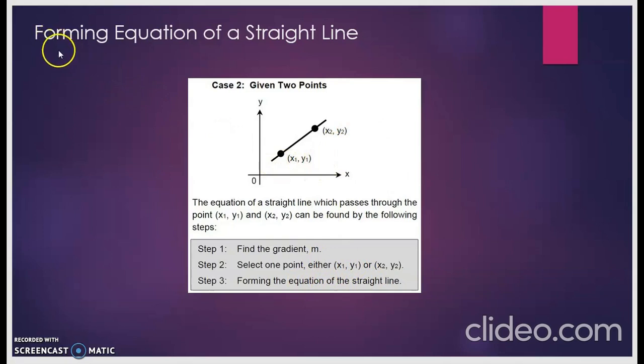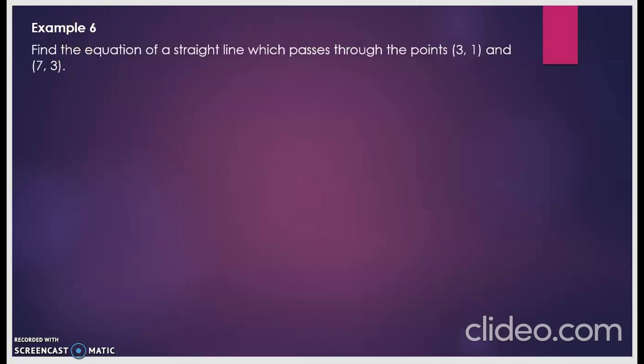Now we look at the next example. Find the equation of a straight line which passes through the points. Here is the first point and the second point. So let's say here is point P, here is point Q. So first we try to find the gradient. So in step 1, we will find the gradient, where the formula of gradient is y2 minus y1 over x2 minus x1.